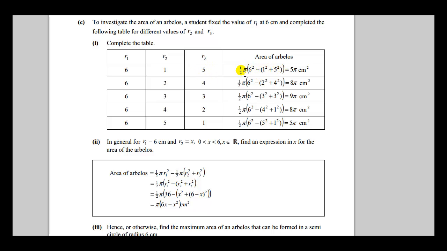Well, we can factorize the half pi out of this. So half pi 6 squared minus a half pi times 1 squared minus a half pi times 5 squared can be written like this. We can factorize out the minus sign as well. So we can write this in terms of pi. So we can calculate what's inside the bracket. That's actually 10. 10 divided by 2 is 5. And we can repeat that calculation for these other values.